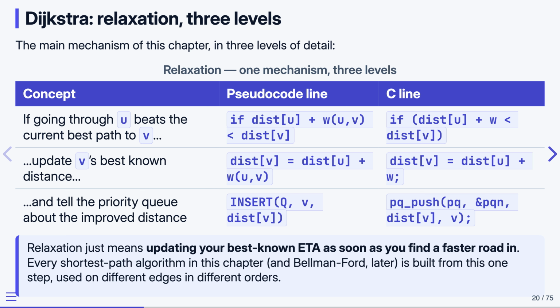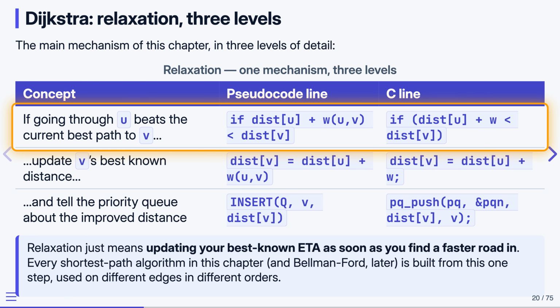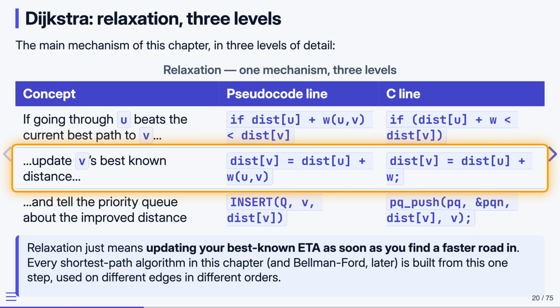Relaxation is the main mechanism of this whole chapter. Let's see it at 3 levels of detail, all in one table. First, the idea. If going through U gives a shorter path to V than we knew, we act. In pseudocode, if dist at U plus the weight of edge UV is less than dist at V, the C line is the same test. If dist at U plus W is less than dist at V. Then we update. Dist at V becomes dist at U plus the weight of edge UV. The C line is the same assignment.